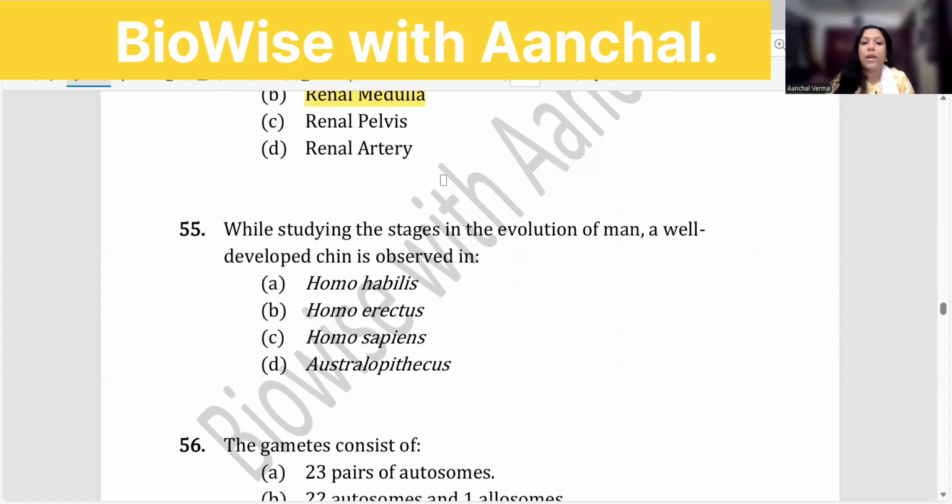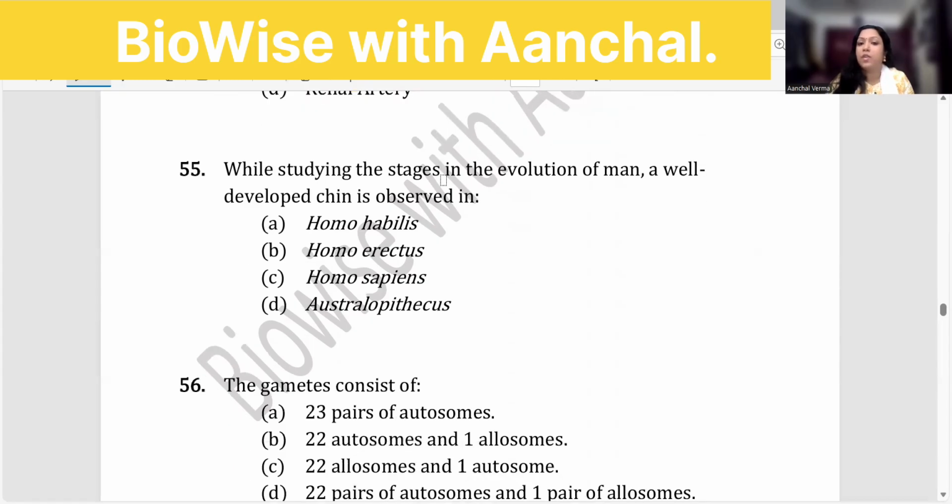Next one. While studying the stages in the evolution of man, a well-developed chin is observed in. Now, actually, the developed chin was there in Cro-Magnon, after Cro-Magnon. So it will be Homo sapiens. Okay, that will be the right answer. Next one.